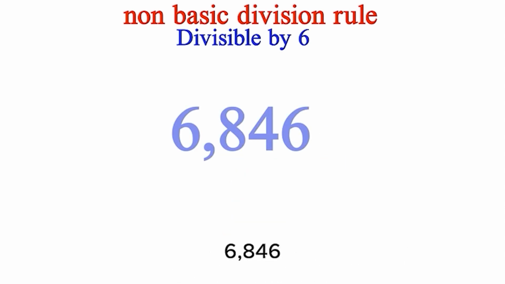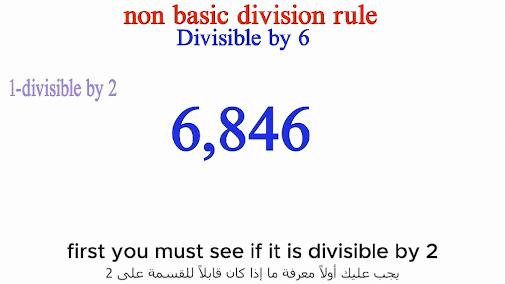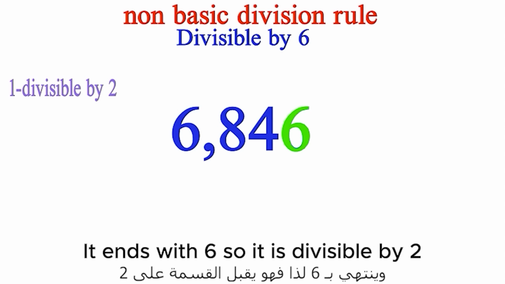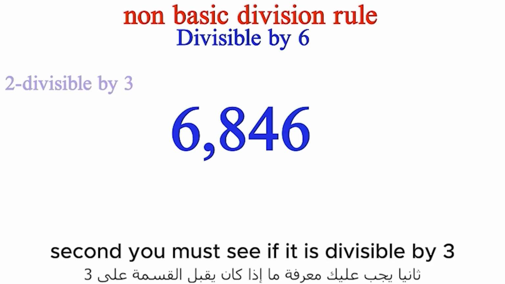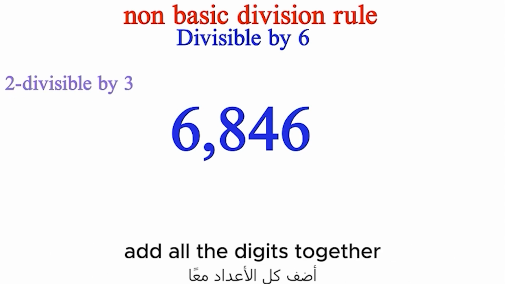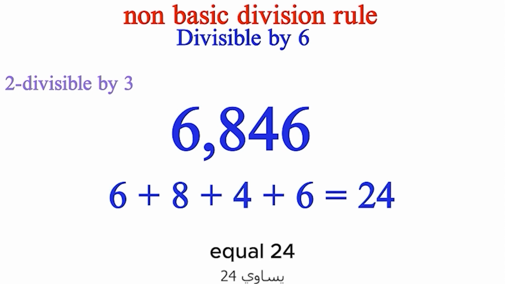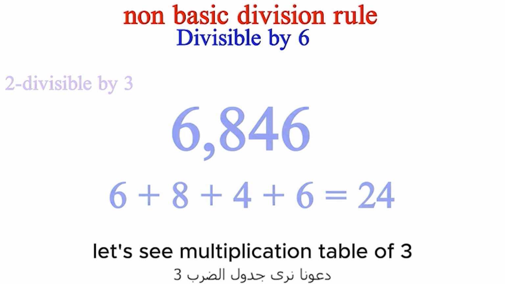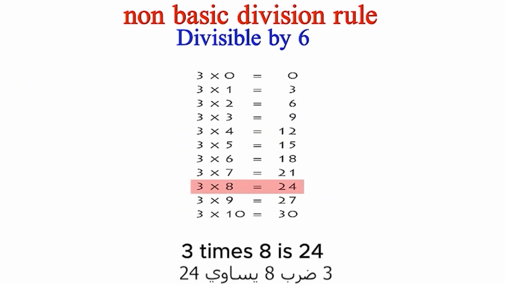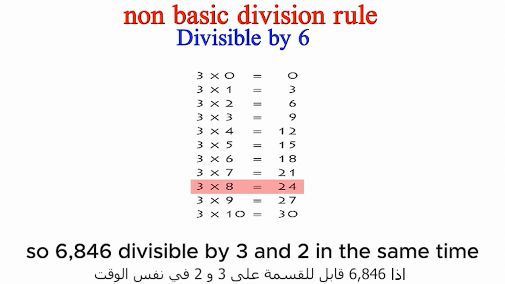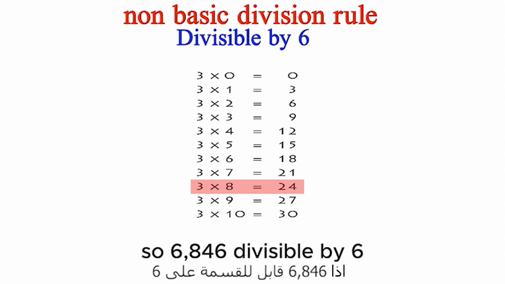Example, 6,846. First you must see if it is divisible by 2. It ends with 6, so it is divisible by 2. Second, you must see if it is divisible by 3. Add all the digits together. 6 plus 8 plus 4 plus 6 equals 24. Let's see the multiplication table of 3. 3 times 8 is 24, so 6,846 is divisible by 3 and 2 at the same time. So 6,846 is divisible by 6.